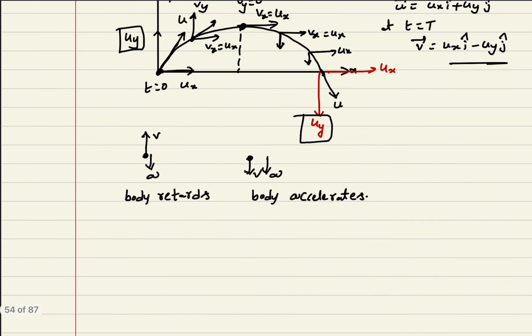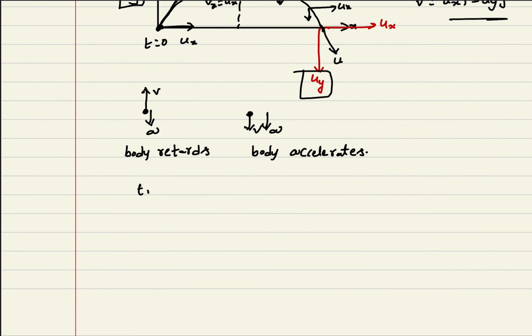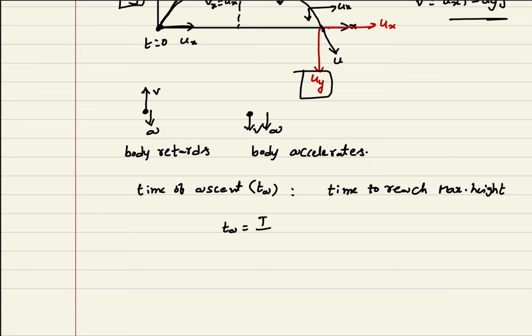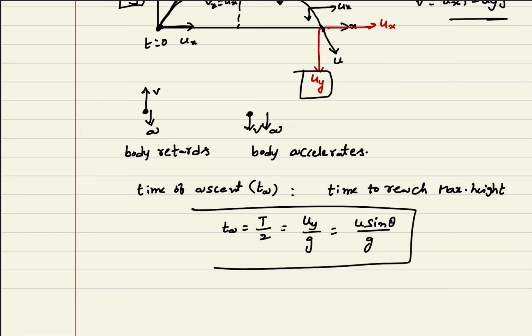And other than this, if you want to see the time of ascent, you can write it as the time to reach maximum height. The time of ascent is equal to half of the time of flight. That value is uy divided by g. Also you can write it as u sin theta divided by g. This is the time of ascent value.